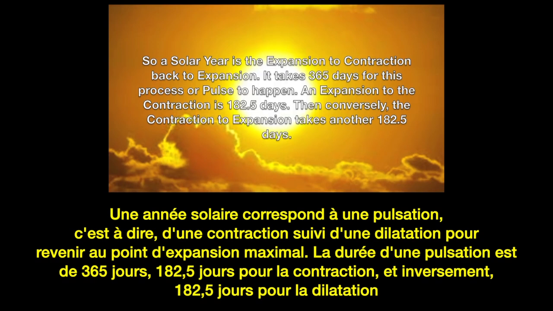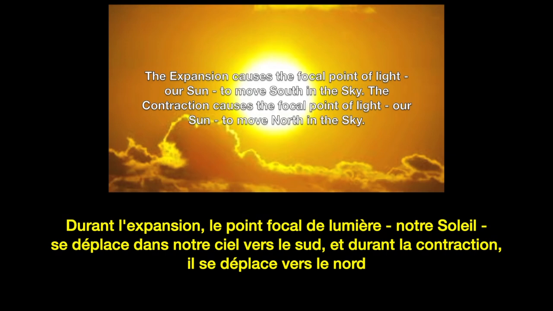So a solar year is the expansion to contraction back to expansion. It takes 365 days for this process or pulse to happen. An expansion to the contraction is 182.5 days. Then conversely, the contraction to expansion takes another 182.5 days. The expansion causes the focal point of light, our sun, to move south in the sky. The contraction causes the focal point of light, our sun, to move north in the sky.